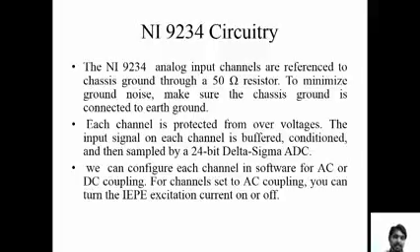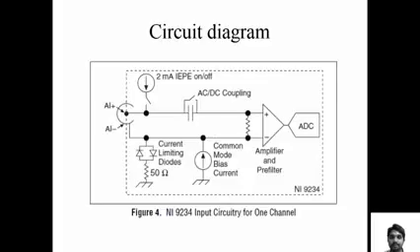each channel is protected from overvoltages, and the input signal on each channel is buffered, conditioned, and also sampled by a 24-bit delta sigma ADC. The specification of this ADC is 24-bit delta sigma ADC, as shown in the figure. Amplified and pre-filtered, after that the ADC is there, and it converts that physical or electrical signal to digital for the purpose of further applications on the PC.